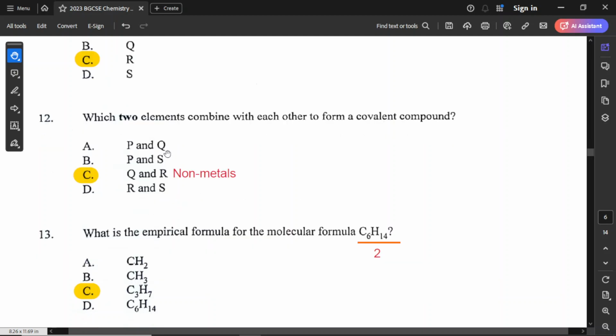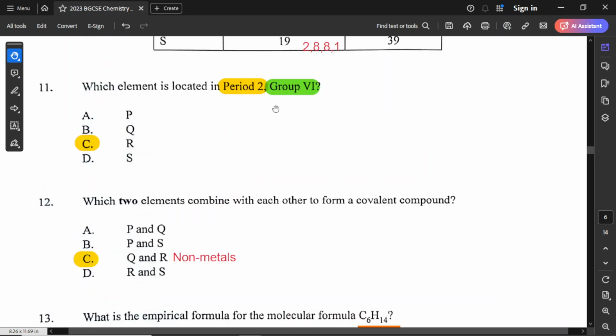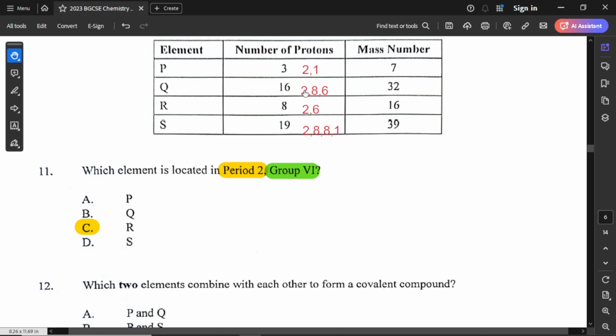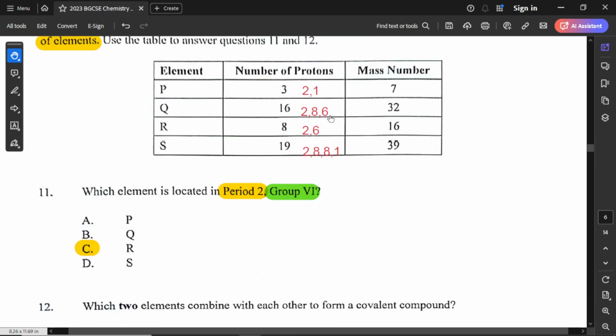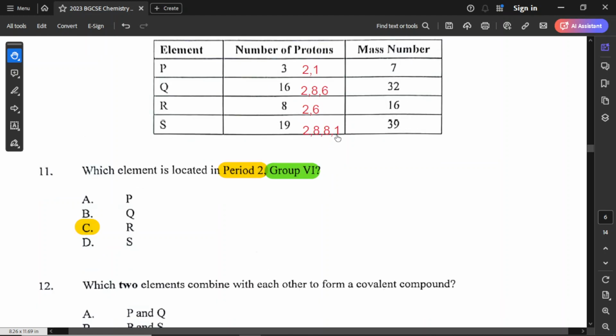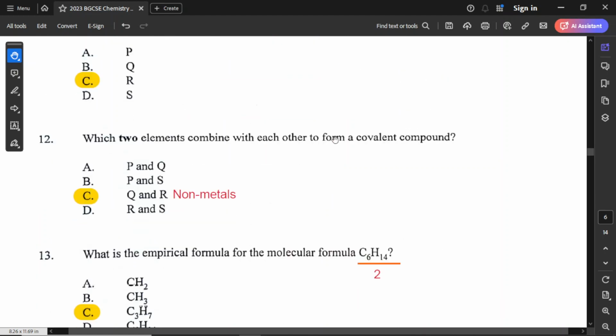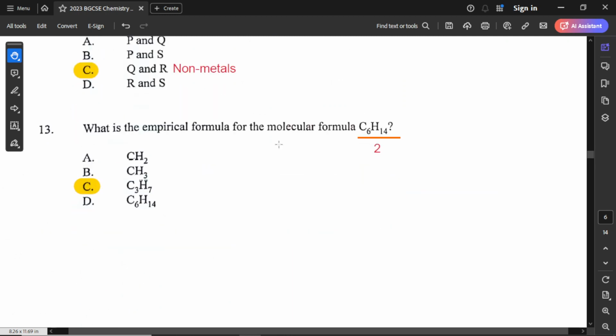Number 12 is which 2 elements combine with each other to form a covalent compound. And we're looking here for 2 nonmetals. If we go back to the chart, Q and R are nonmetals. How do we know they are nonmetals? Because they have 6 valence electrons. Anything with 1, 2, or 3 are metals, and they do not form covalent compounds. So definitely Q and R is the correct answer, because they are the only 2 nonmetals.